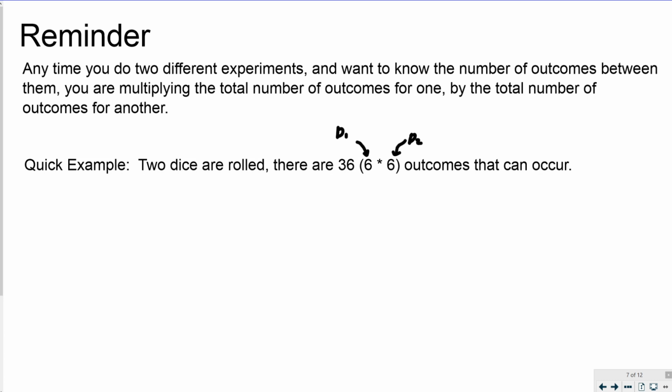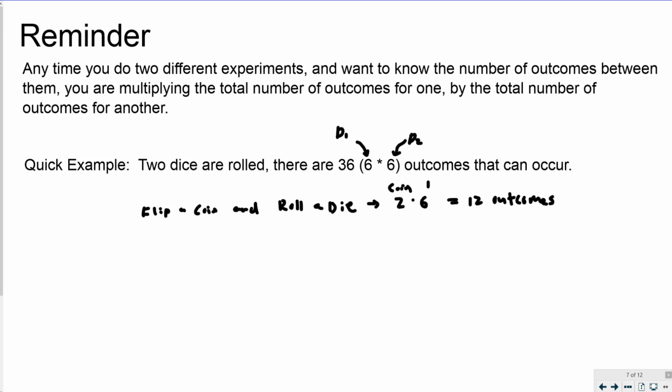Another example might be you flip a coin. So if you flip a coin and roll a die, that would mean that you would have 6 times, or excuse me, in order. I want to do it in order so we don't get confused. You're going to have 2 times 6 different outcomes, or 12 outcomes. 2 for the coin and 6 for the die roll.